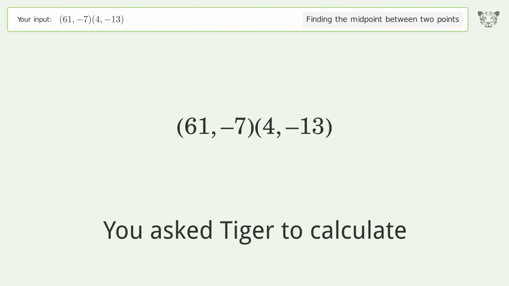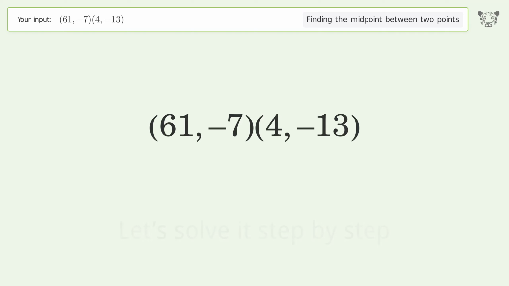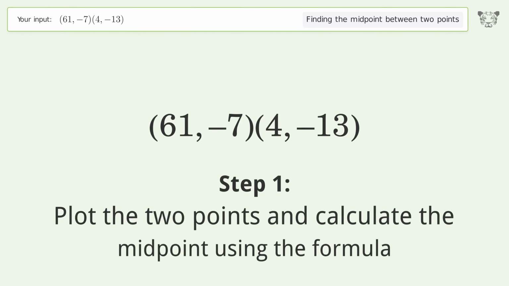You ask Tiger to calculate. This deals with finding the midpoint between 2 points. The midpoint between the 2 points is 32.5, -10. Let's solve it step by step. Plot the 2 points and calculate the midpoint using the formula.